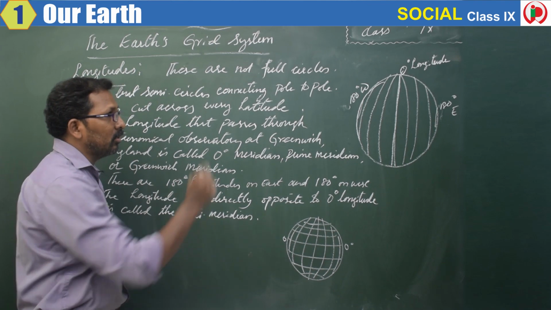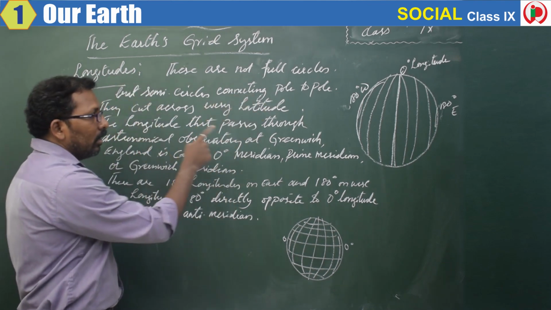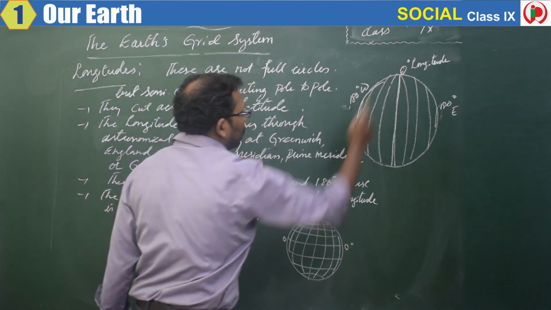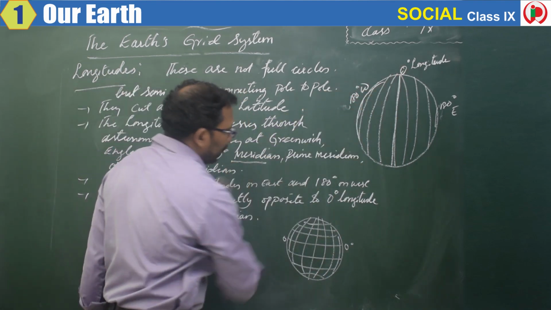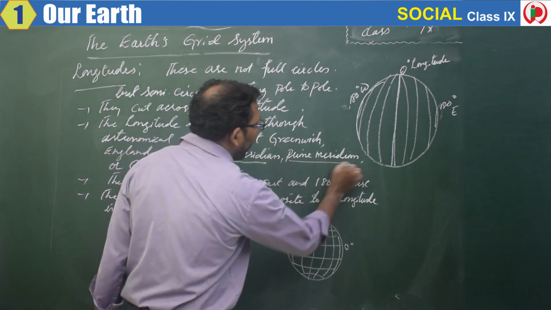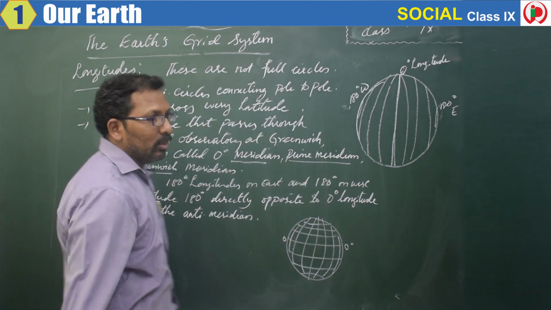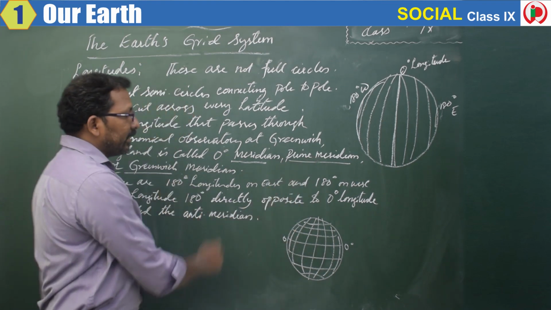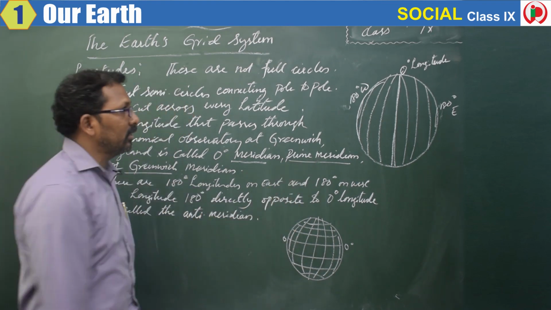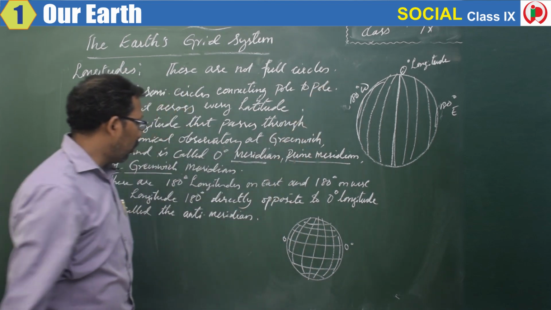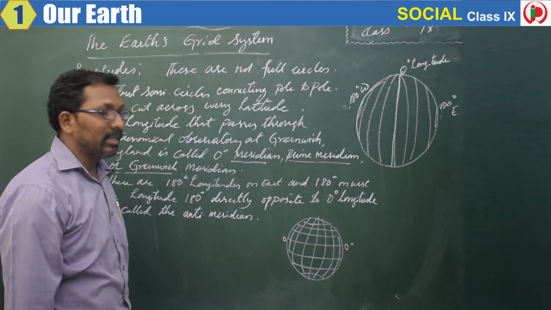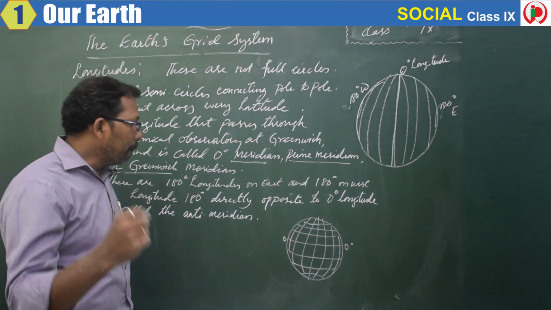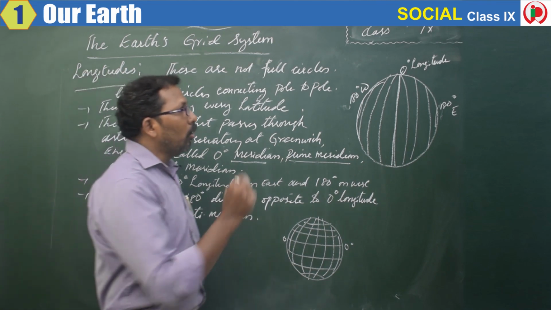Where is the 0 degrees longitude passing? The astronomical observatory at Greenwich, England. What is this particular 0 degrees longitude called? It is called the prime meridian or Greenwich meridian. Greenwich is how it is pronounced. Greenwich meridian.